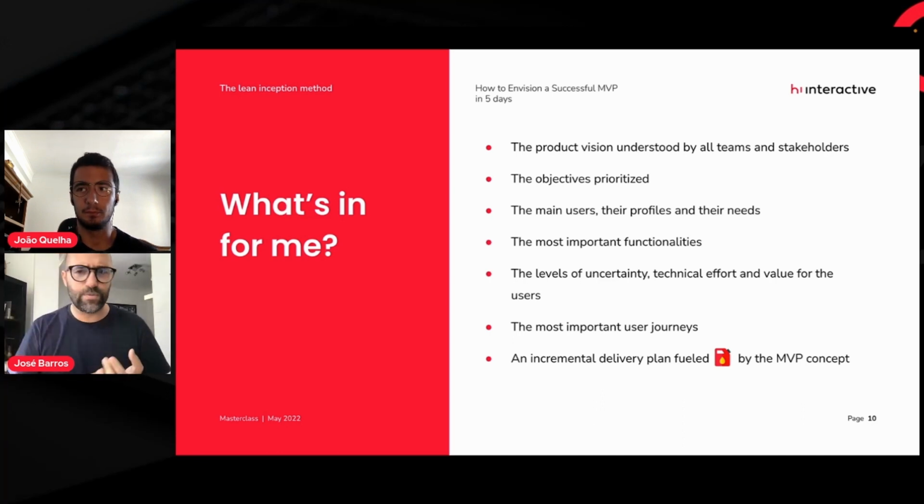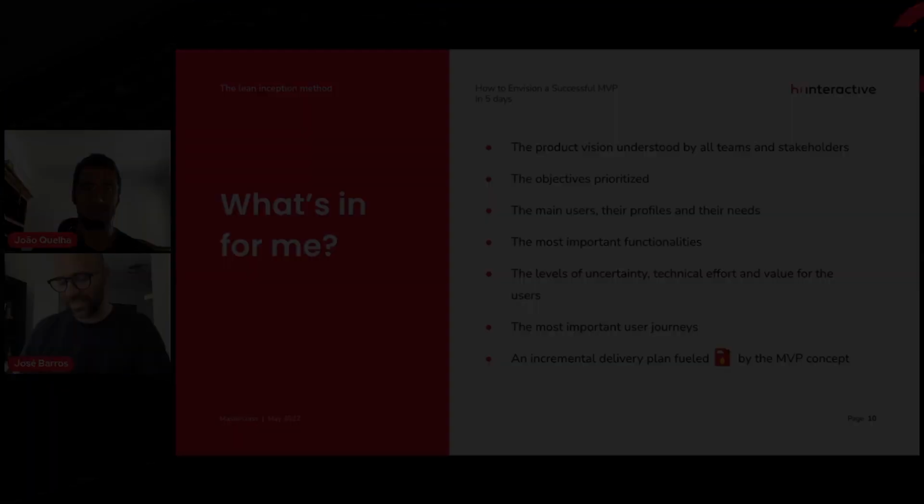You're going to have the objectives prioritized. You're going to have the main users, their needs, their frustrations, everything. You will get the most important features or functionalities. You will get the levels of uncertainty in technical and business value for the users as well. And you will have the most important journeys defined for you to create this MVP. And you will also have an incremental delivery plan that is going to be fueled by the MVP concept.